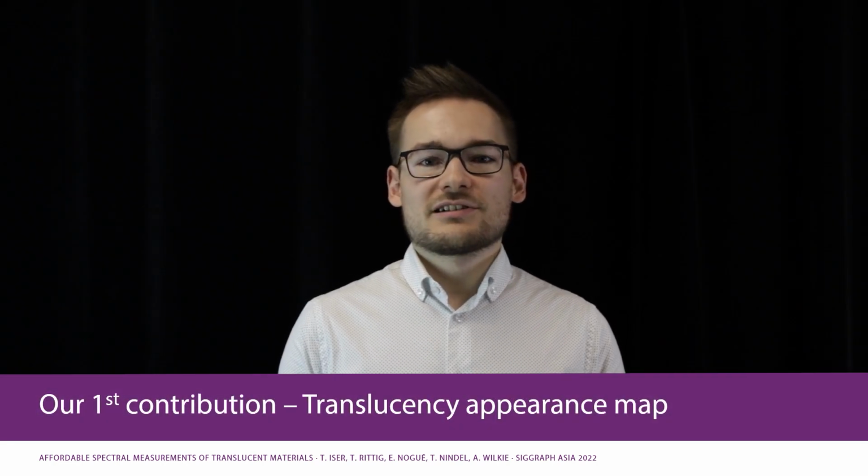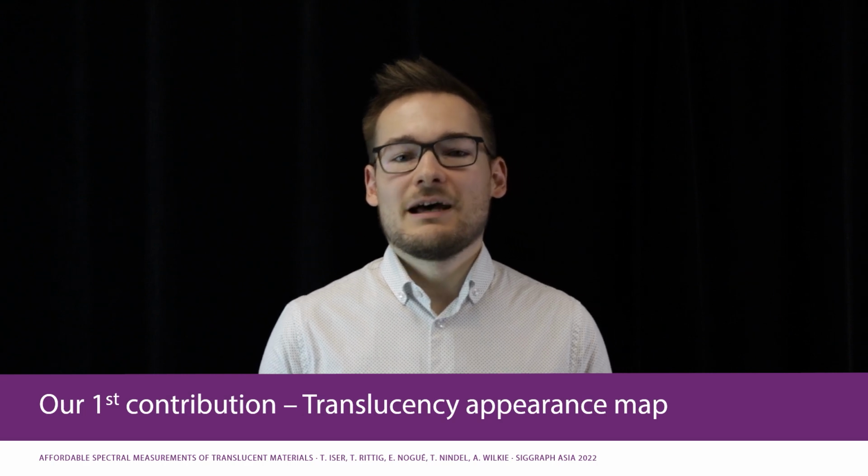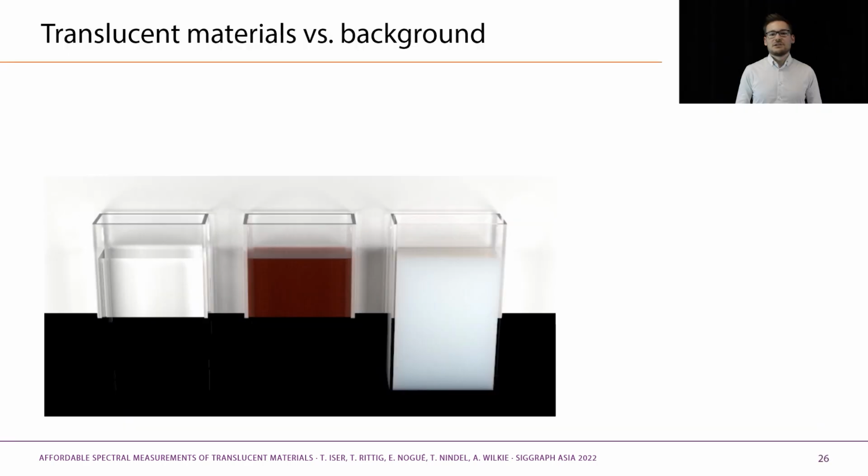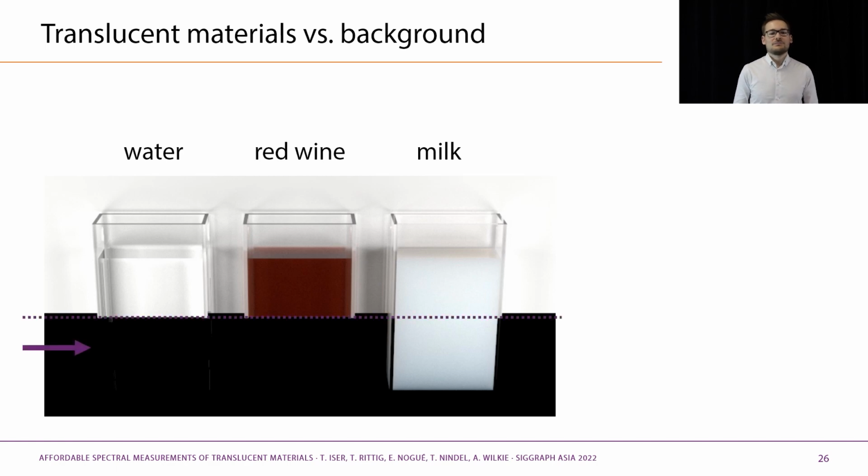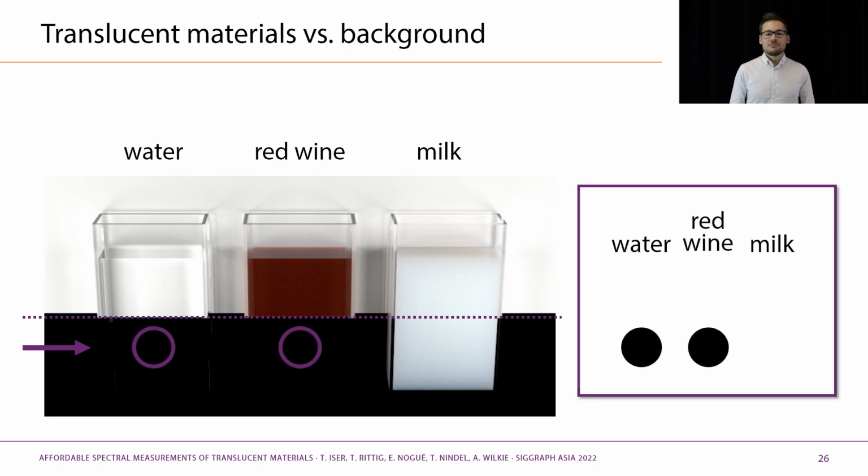We start by constructing a translucency appearance map. Look at this picture. There are 3 cuvettes with the following materials: water, red wine, and milk. Behind these cuvettes there is a black and white wall. Now look at how the 3 liquids appear against the black background. Both water and wine appear black, but milk appears white.